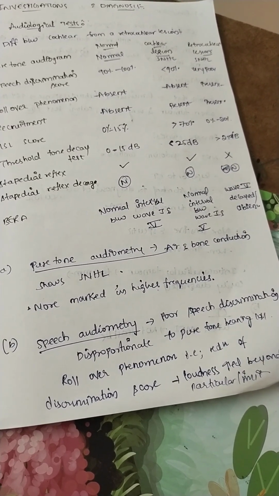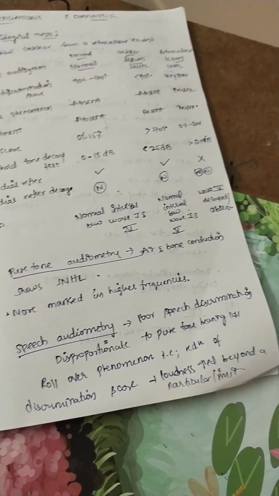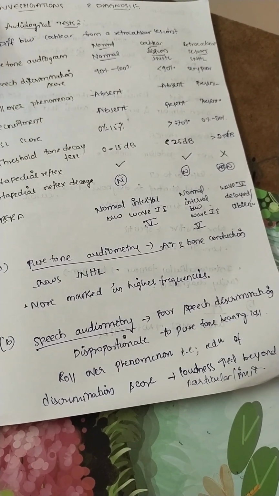Rollover phenomenon is a reduction of the discrimination score. When loudness is increased beyond a particular limit, there is a reduction in the discrimination score.